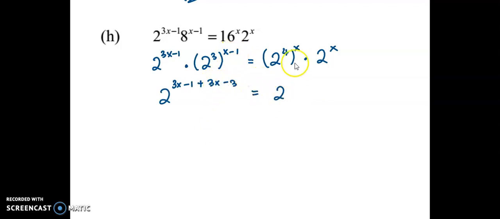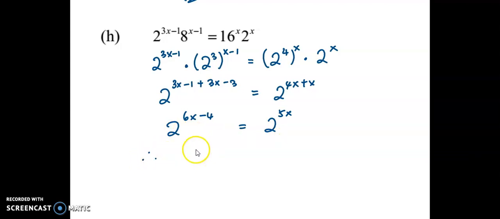Equals to, this becomes 4x. The power is 4x, and the power over here is x, so we sum with the x. Now we just simplify the powers that we already summed up. We get 6x, minus 1 minus 3, you get negative 4, equals 2 to the power of 4x plus x, you get 5x. So now you have simplified into this form, where the left-hand side and right-hand side have the same base, that is 2.